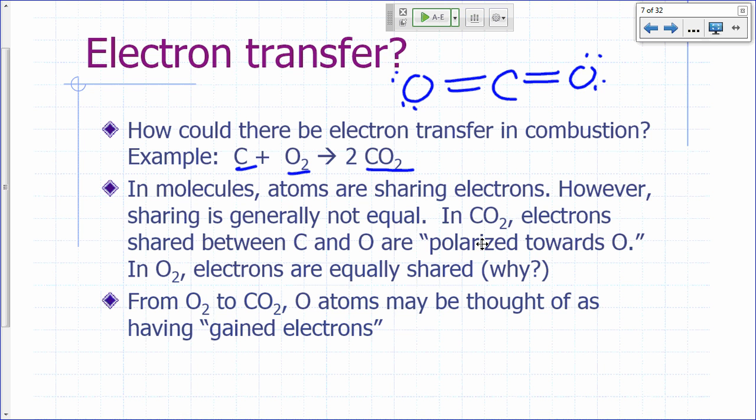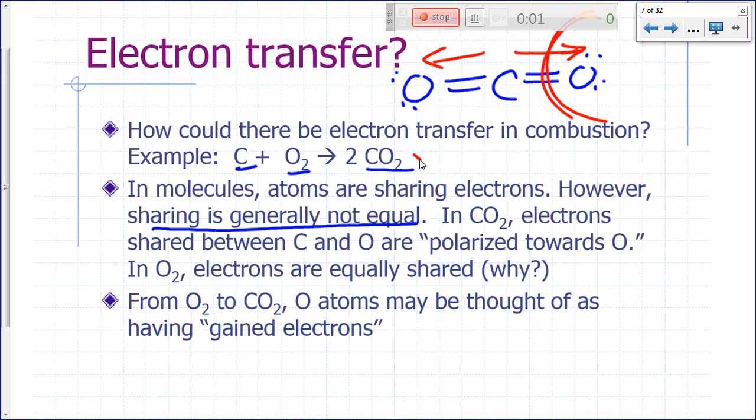But you have to realize that, even though the carbon and the oxygen are sharing electrons, in general, sharing of electrons is not equal. We've learned earlier that this is a polar bond. This bond is polarized towards oxygen. Electrons actually spend more time with the oxygen than they do with the carbon. Similarly, this bond right here, carbon to oxygen, is also polarized towards the oxygen.